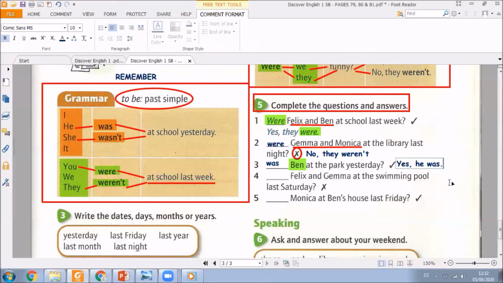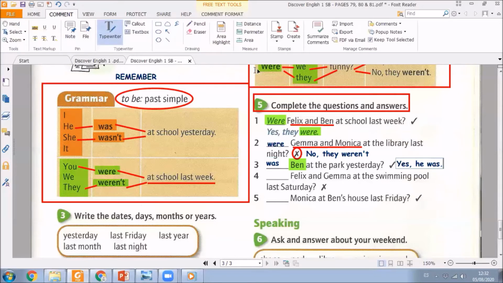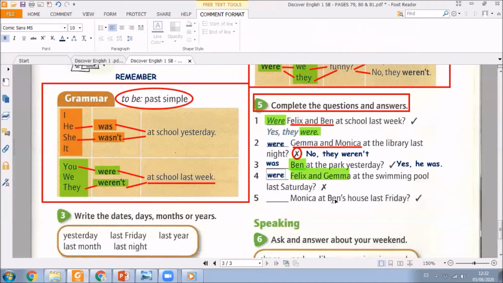Very good. Number four, Felix and Gemma. All right, Felix and Gemma. So the verb we are going to use here is were. Excellent. Were Felix and Gemma at the swimming pool last Saturday? We have to say no. So we are going to say, no, they weren't, all right? We use exactly the same verb.